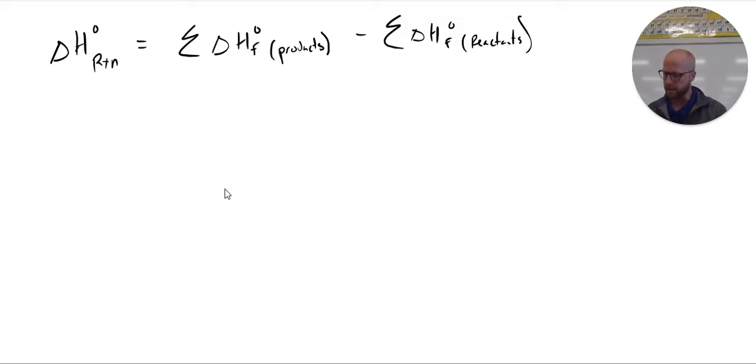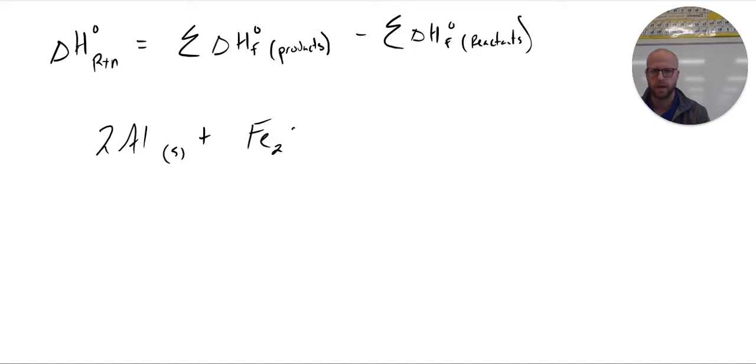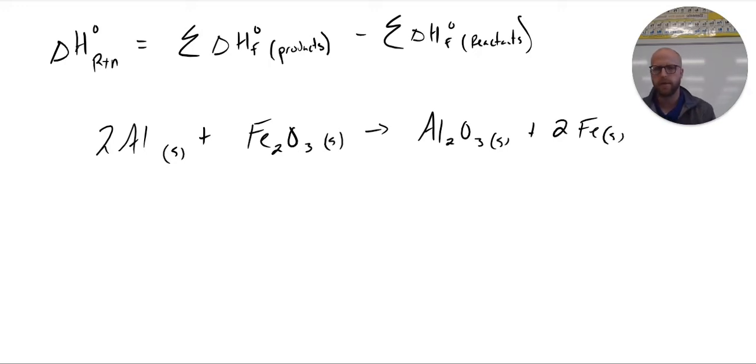So let's take a quick look at that real quick. All right. So let's take a look at the reaction here. So we got 2 moles of aluminum plus iron oxide goes to aluminum oxide plus 2 moles of Fe. Okay, and I want to find out what's the delta H for this reaction.